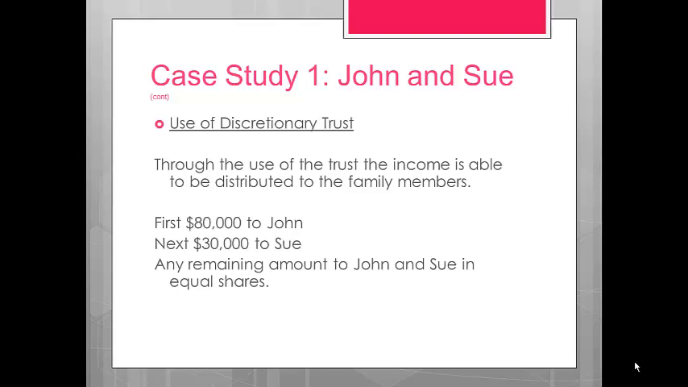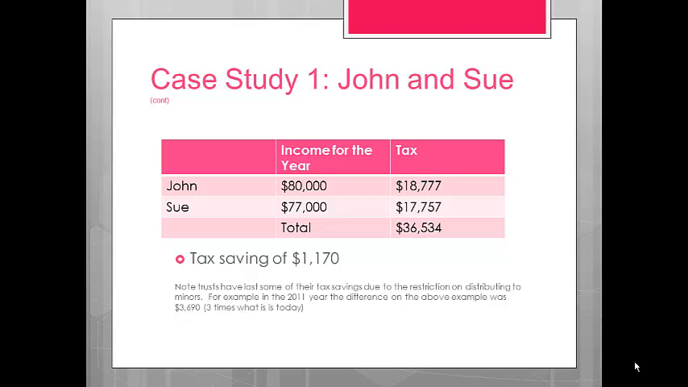If he used a trust, though, John would have some flexibility on the distribution of that $107,000. So we could go the first $80,000 to John, the next $30,000 to Sue, and any remaining amount to John and Sue in equal shares, and that would form part of the trust minute.